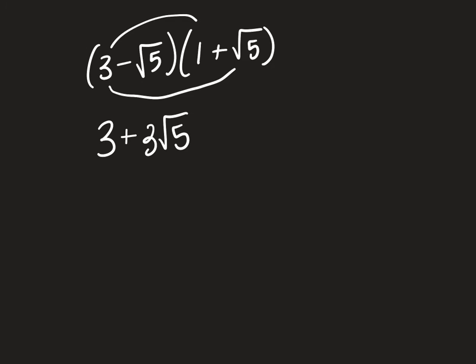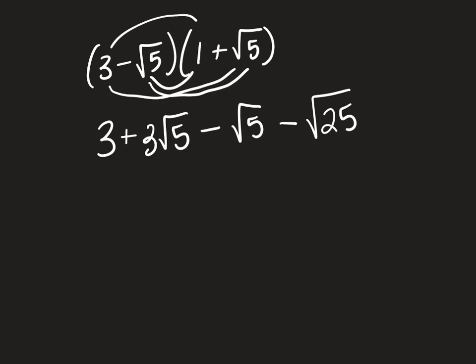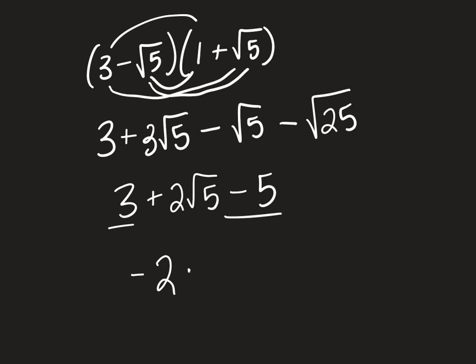So you basically treat those radicals like variables. And then inside gives you minus 1 square root of 5. And then the square root of 5 times the square root of 5 would be what? Yeah, so square root of 25, which is 5. Then you can do your 3 minus 5 to get negative 2.